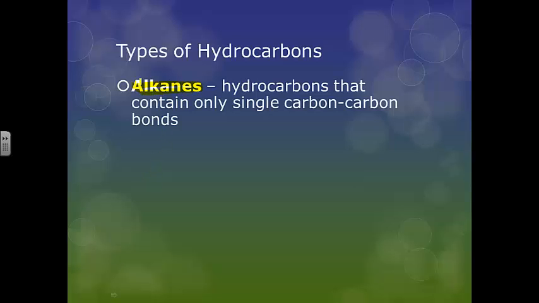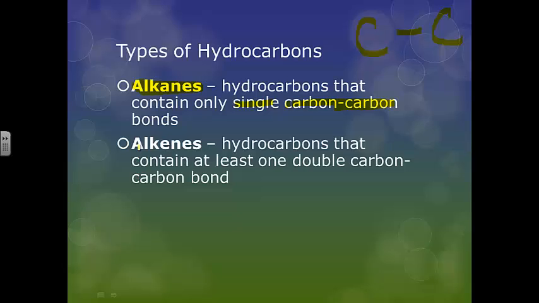Hydrocarbons, first one is alkanes. Alkanes are hydrocarbons that contain only single carbon-carbon bonds. So if you look at a Lewis dot structure, or you're asked to draw one, and you see one that has a single bond between all the carbons, we term that one an alkane. Alkenes are going to be hydrocarbons that have at least one double carbon-carbon bond.